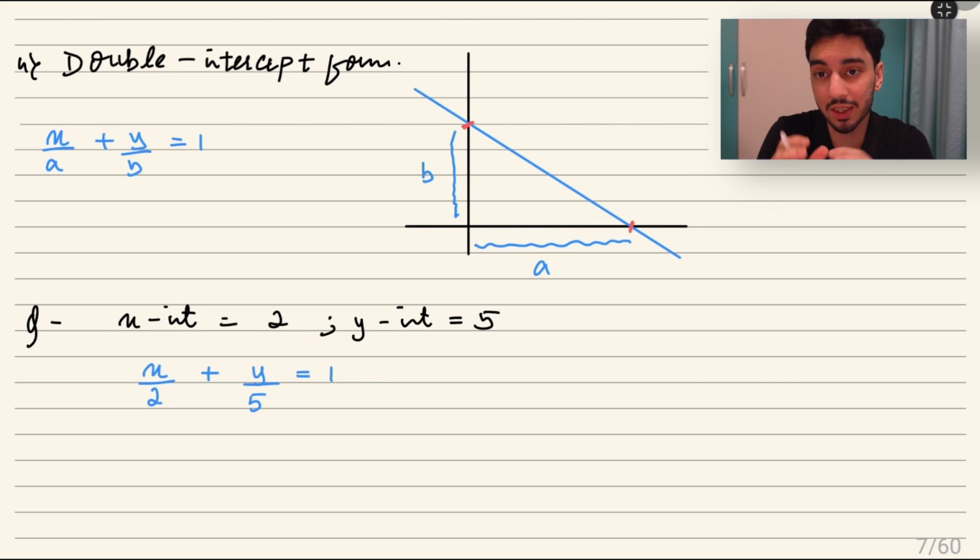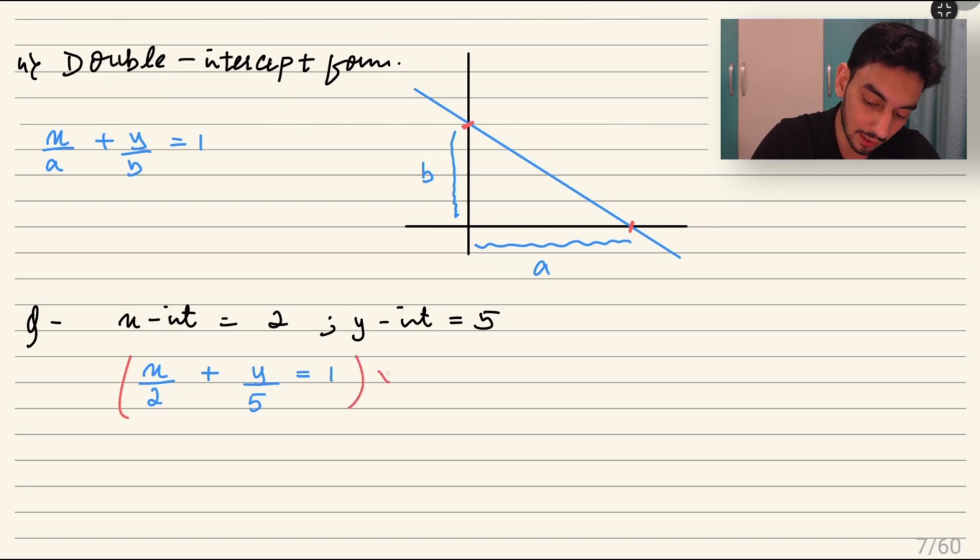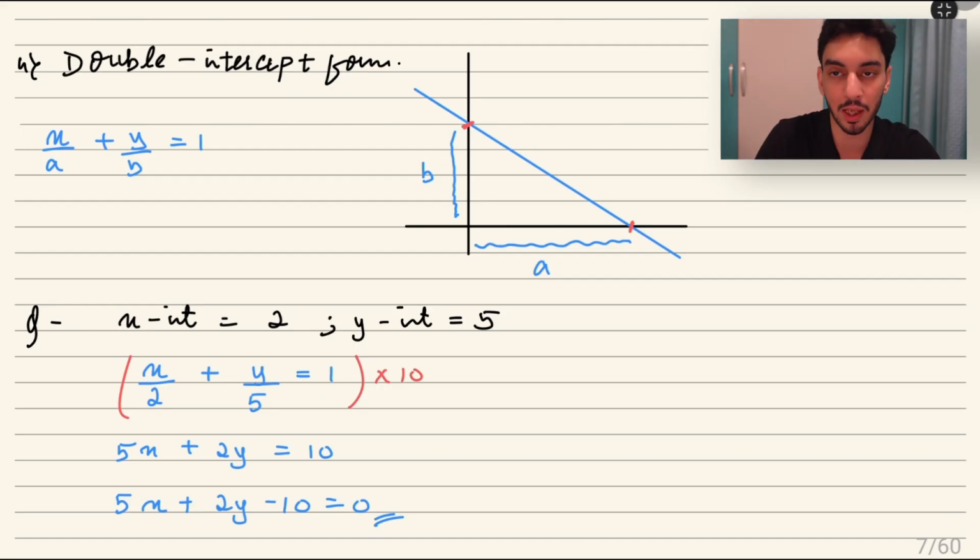That's it. Now, obviously, I won't be keeping it in this form. I have to multiply all of this by 10. If you understand that, that's a very good thing. If not, just take an LCM and do it. When I multiply the first one by 10, I get 5x, plus the second one, I get 2y is equal to 10. I can bring this 10 to the other side. So 5x plus 2y minus 10 is equal to 0. And that is my equation of line.